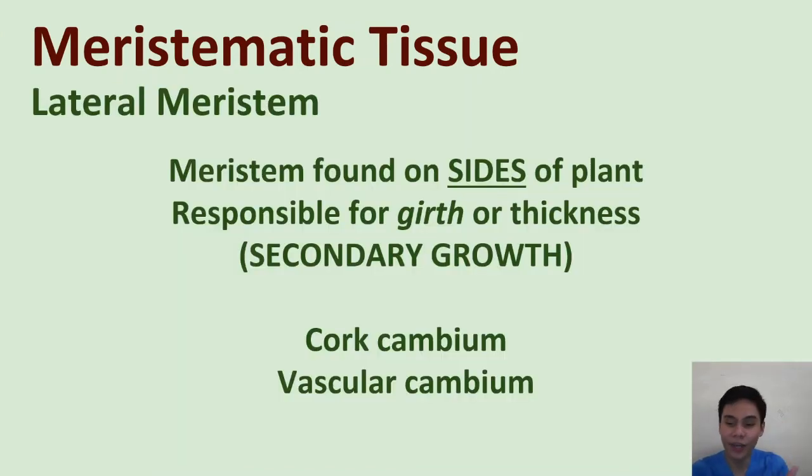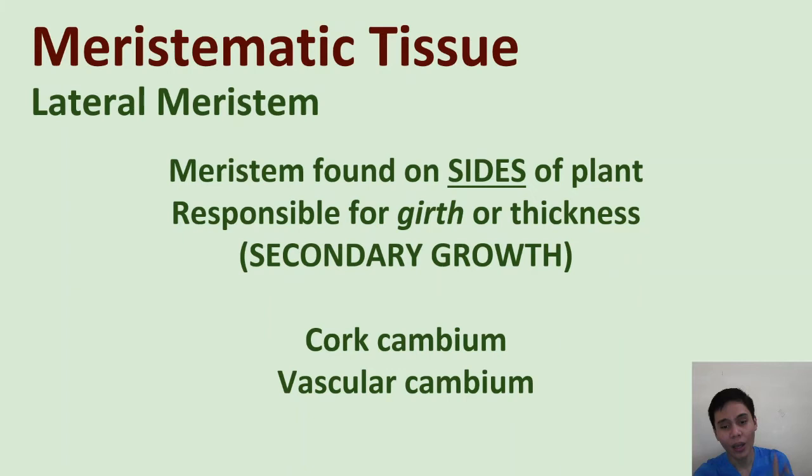So your lateral meristem is the second type of meristem, and it's found on the sides of the plant. It's responsible for secondary growth, how girthy or thick your plant can get. So it's mostly found on trees. So we have cork cambium and vascular cambium as the types of lateral meristematic tissue.